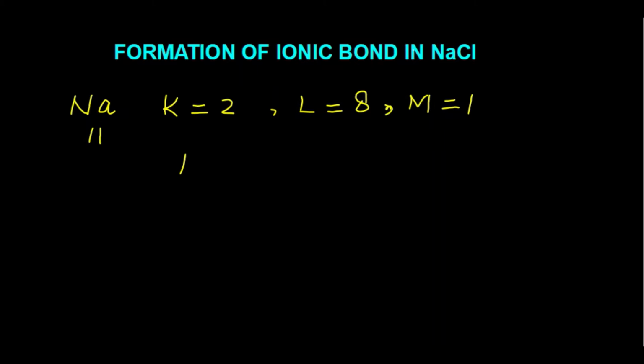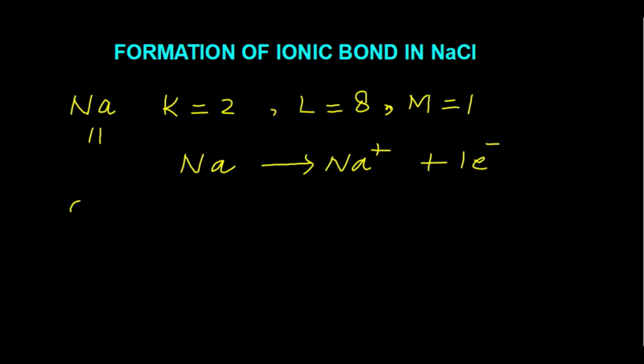In order to get stability, sodium usually loses 1 electron from its valence shell to complete its octet. After the loss of 1 electron from M, L will become its valence shell, which has 8 electrons. So sodium becomes stable after the loss of 1 electron. Its electronic configuration gets matched with the noble gas. So here we will write the equation for the formation of sodium ion. Sodium changes to the monopositive ion of sodium after the loss of 1 electron.